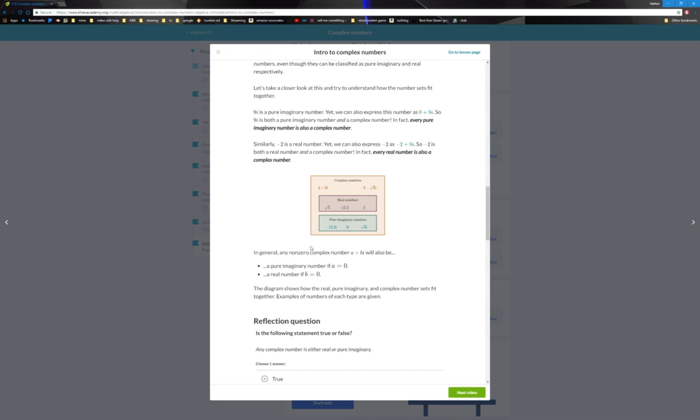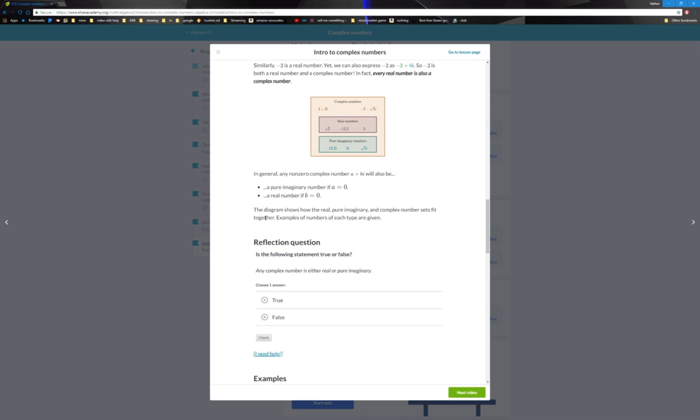So in general, any non-zero complex number a plus bi will also be a pure imaginary number if a equals 0, and a real number if b equals 0. So if this b is 0, then this whole part is 0, and it's also a real number. And if this a is 0, then it's also an imaginary number. So the diagram shows how the real, pure imaginary, and complex number sets fit together. Examples of numbers of each type are given. So that's just this diagram up here.